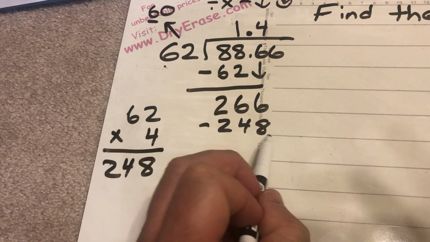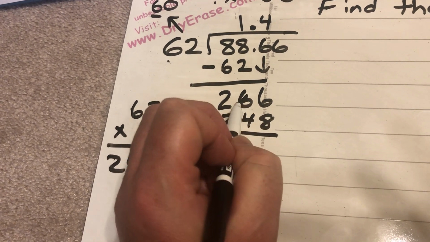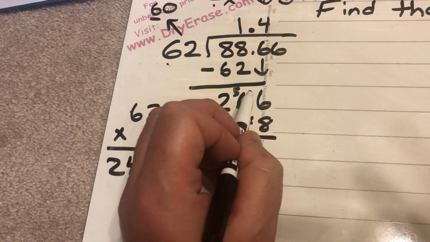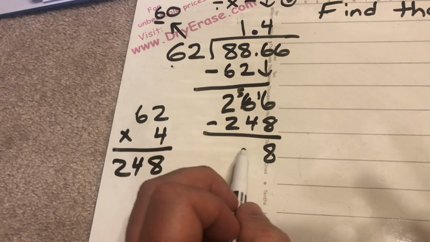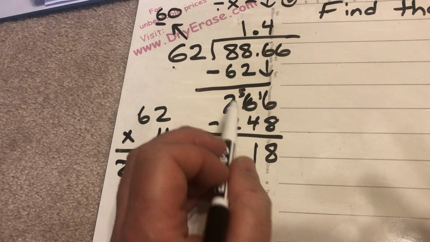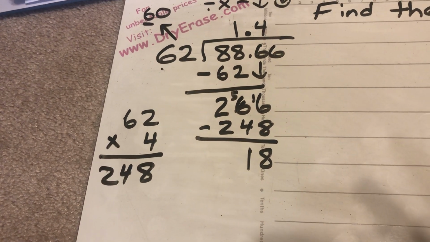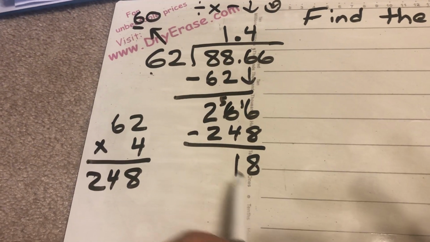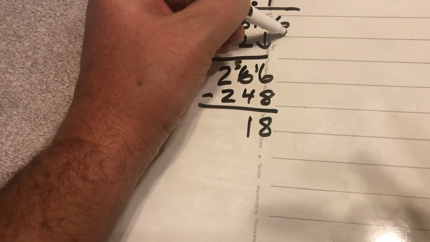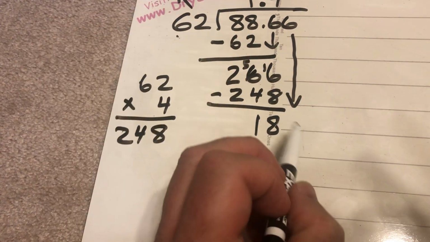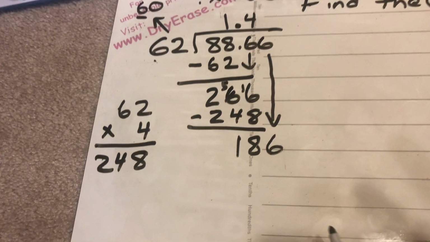Well, now it's time to subtract. I can't do 6 minus 8. So I borrow from the 6, make it a 5, make that 6 a 16. 16 minus 8 is 8. 5 minus 4 is 1. 2 minus 2 is nothing. I got 18 after I subtracted when I divided by 62. I like that. So then I'm going to go ahead and bring that 6 down.